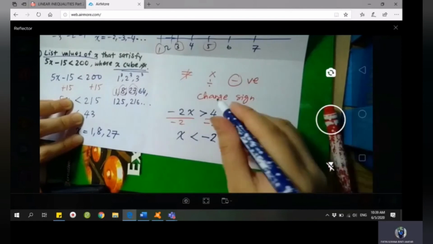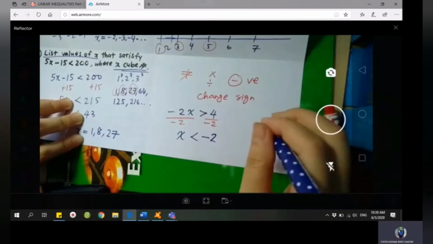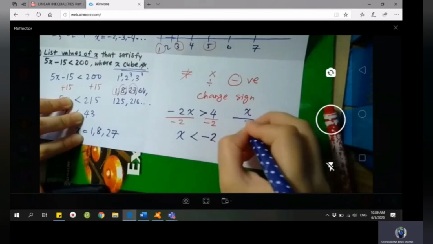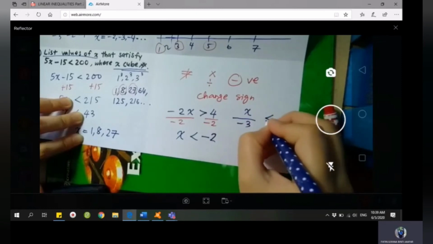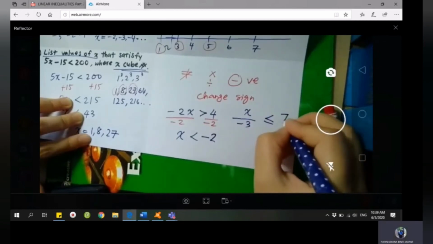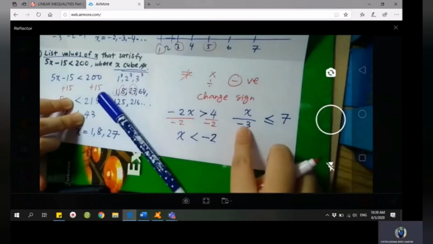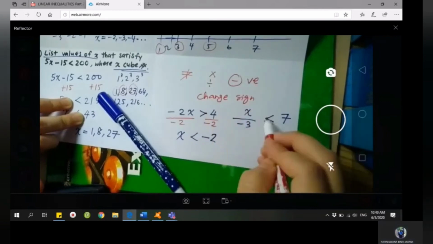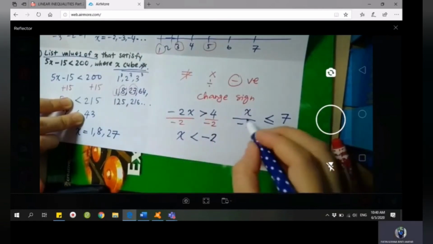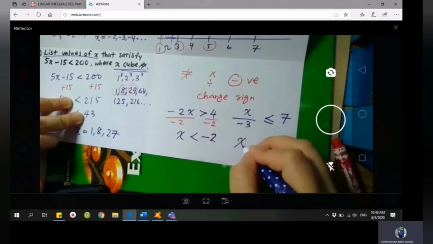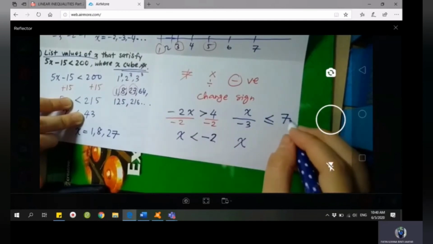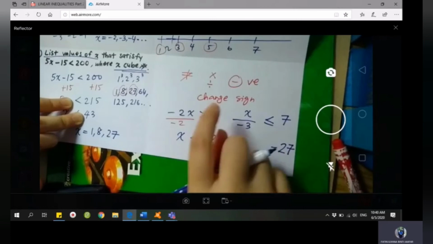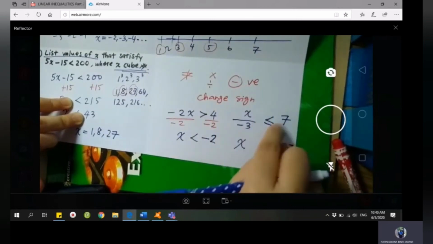Sama juga dengan darab. Contohnya kita ada X over dengan negatif 3 less than or equal to 7. Okay. So kita nak get rid negatif 3, darab negatif 3 sini, darab negatif 3. So bila darab negatif number, this sign akan bertukar. So X, kita darab negatif 3 belah sini, tinggal X saja. Multiply with negative 3 for our right hand side akan dapat negative 21. Okay. Sebab kita multiply dengan negative number, this sign have to change.